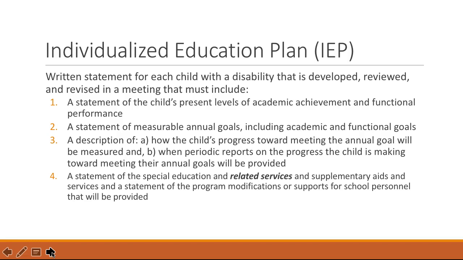It should also include a statement of measurable annual goals, including academic and functional goals, that are designed to meet the child's needs and address the issues that result from the child's disability. It should also include a description of how the child's progress towards meeting the annual goals will be measured and when periodic reports of the child's progress will be given. A statement of the special education and related services, as well as supplementary aids and services, based on peer-reviewed research, will be provided to the child, and a statement of the program modifications or supports for school personnel that will be provided to the child should also be stated.